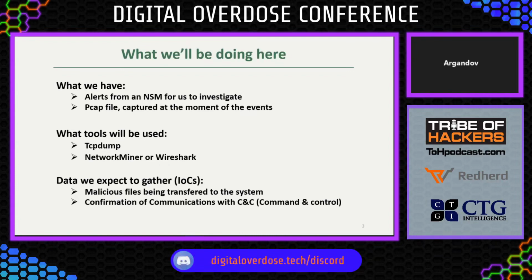What we're expecting to gather in these exercises as indicators of compromise, or IOCs, are some malicious files being transferred to the system. So all you reverse engineers will go crazy with this one. Along with some confirmation of communications with some C2 or CNC, or command and control, remote system. And let's get started with the actual exercise.